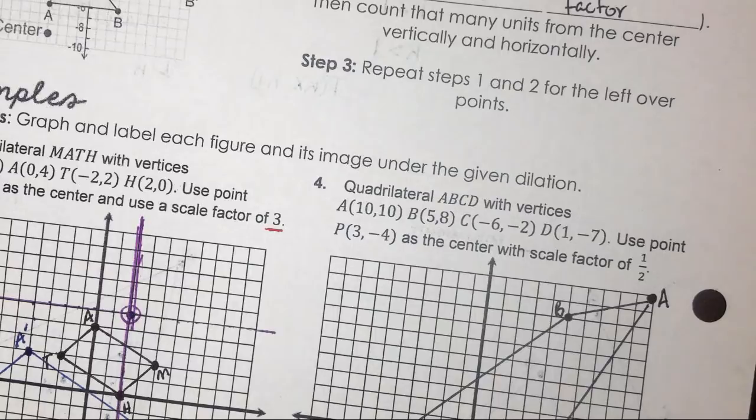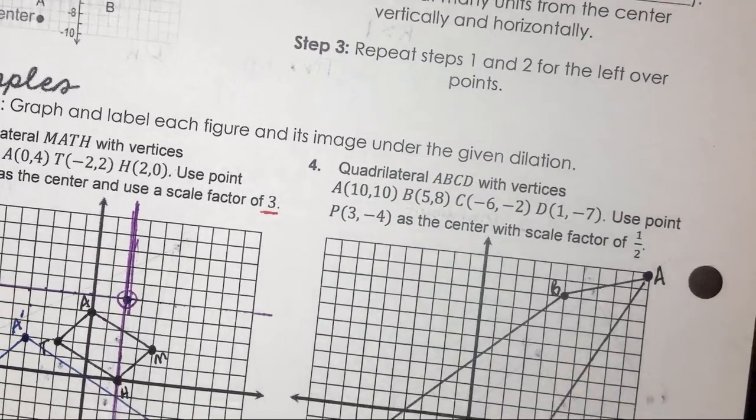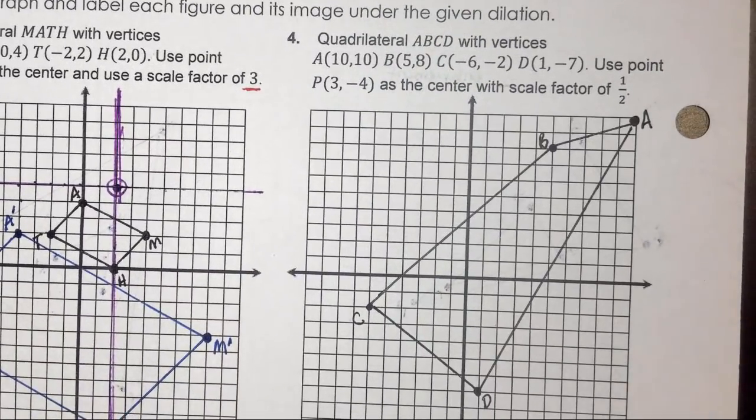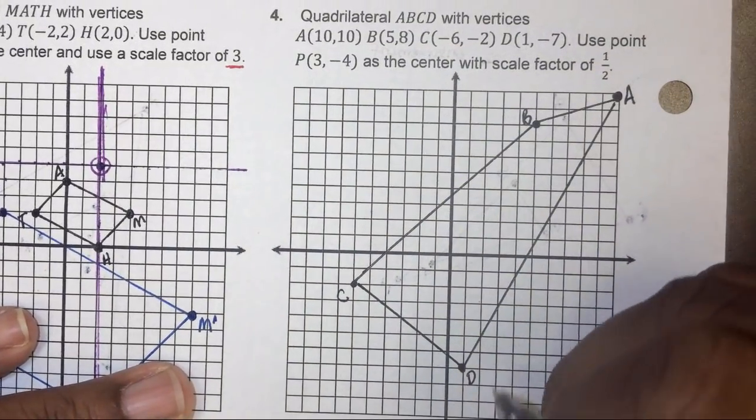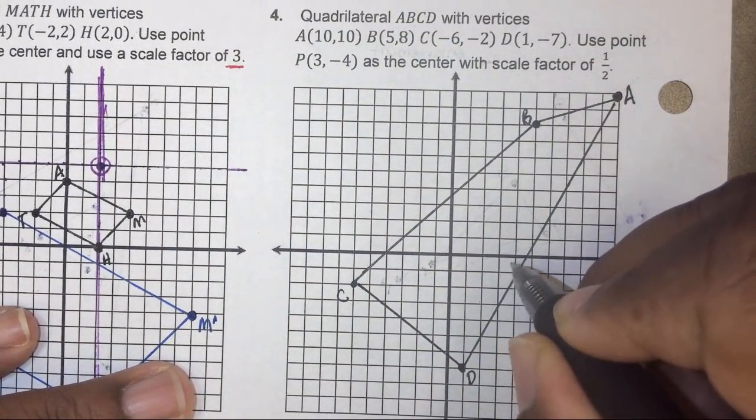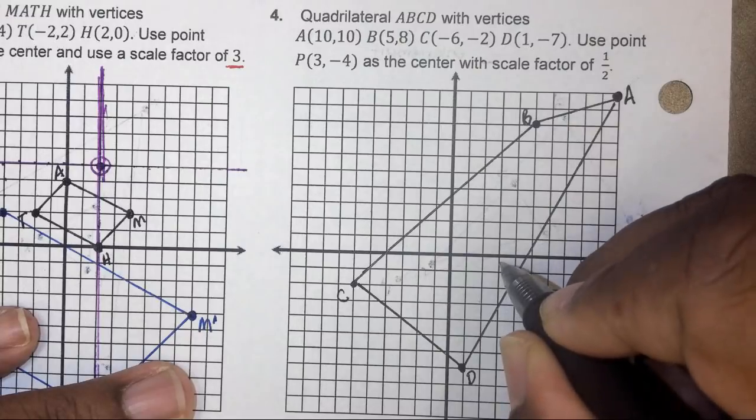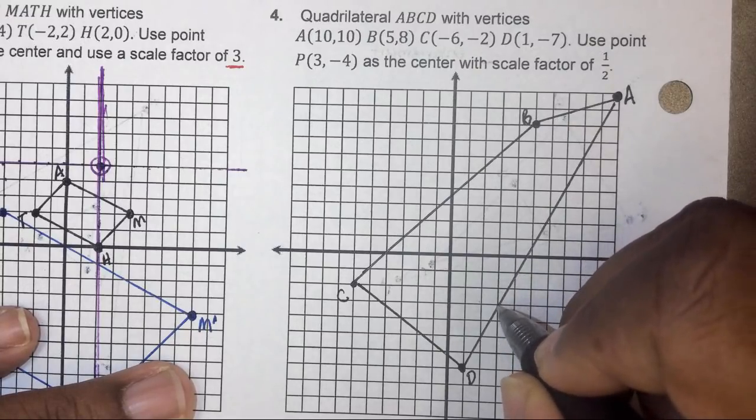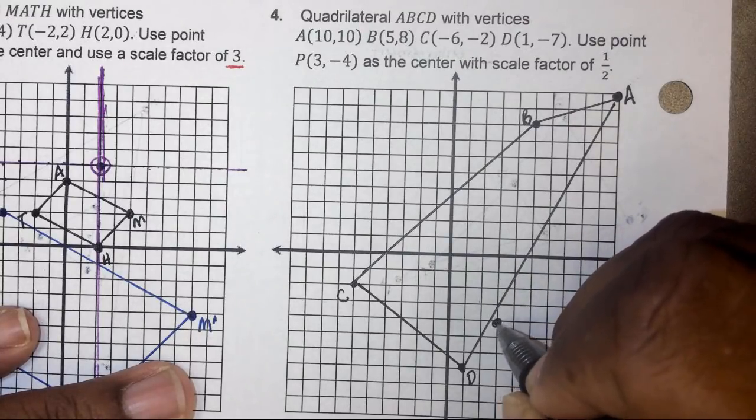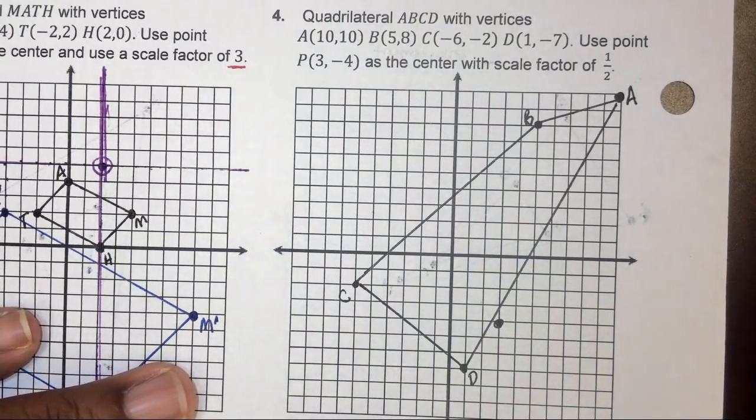After that, put your center of rotation in. They say it's at P, which is (3, -4). 3, down 1, 2, 3, 4 here. That's the center of rotation.